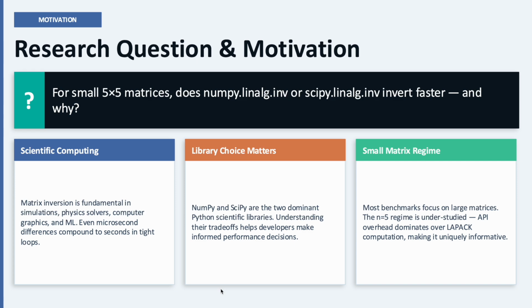And finally, the main motivation is perhaps the most interesting one. Most performance benchmarks focus on matrices which are smaller. Specifically, n equals 5 is very understudied. At this scale, the Python API overhead actually dominates over the underlying LAPACK computation, making it revealing about how these libraries are implemented. So let's dive into that.